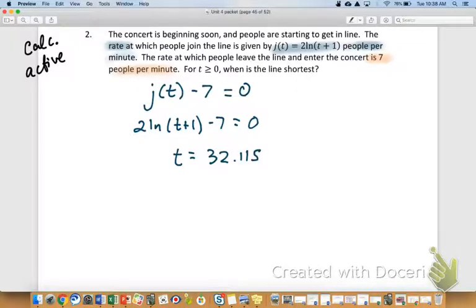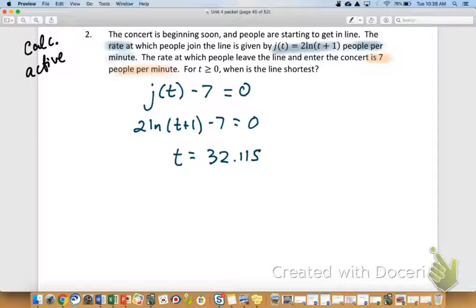32.115. That sounds about right. Do you guys agree with Reese's number? Okay. So what is that? In the grand context of things, what does that number even mean? 32.115, it's a critical point, right? That is where the net rate is 0. And I think that's the only one, right? So that is the only potential time when the line is shortest.